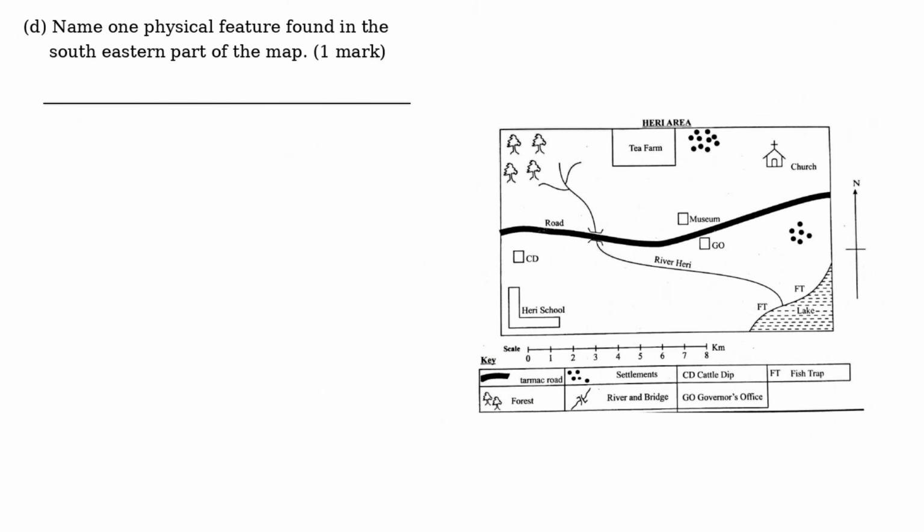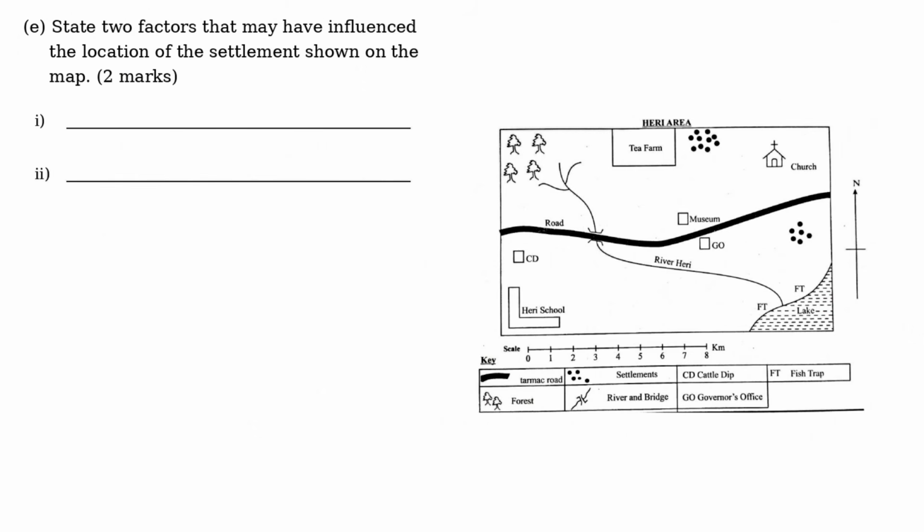And then let us go to question 21D. Name one physical feature found in the southeastern part of the map. Now, the physical feature in the southeastern part of the map is the lake. You see, because the River Harry also enters the lake in this part of the map. That is the southeastern part of the map, it has the lake.